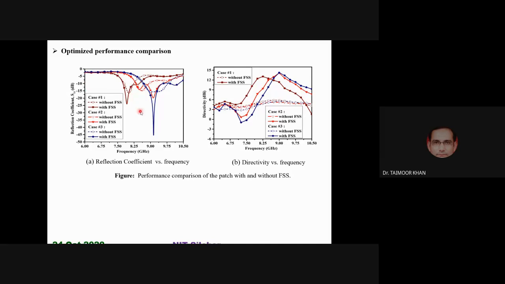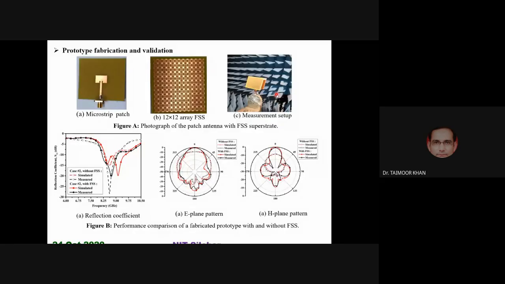Then directivity is also shown for case one, case two, case three. If we take the reference of case one, the bluish color, its resonance is around 9.25 something; the exact value I'll tell you next if it is mentioned there. Then its corresponding peak value of directivity is at this point. It is case one without FSS and case two without FSS, and like any comparison you can see here. Case three is blue, dark blue and dotted blue in this region; numerically it will be clear what amount of change we are getting.